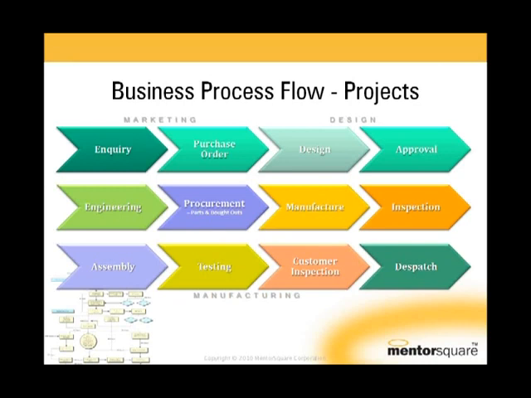Typically most businesses work on a particular process that is set inside an organization. It starts off typically with an inquiry, and then after discussing with the customers, negotiations and so on, it turns into a purchase order. Once the purchase order is received by the company, for a project-based nature, it goes into design, then approval, engineering, procurement, manufacture, inspection, assembly, testing, customer inspection and dispatch. So this is a typical flow that I'm trying to tell you.